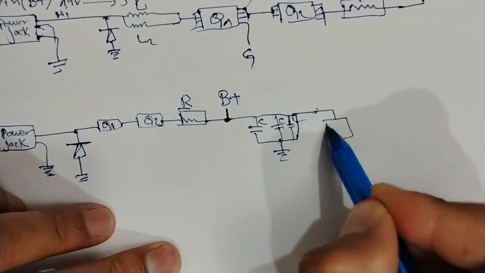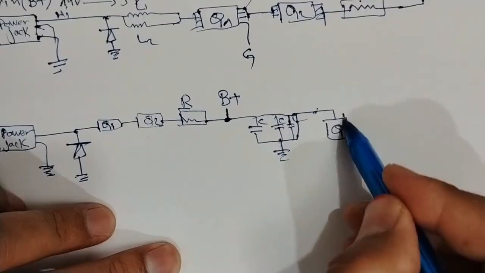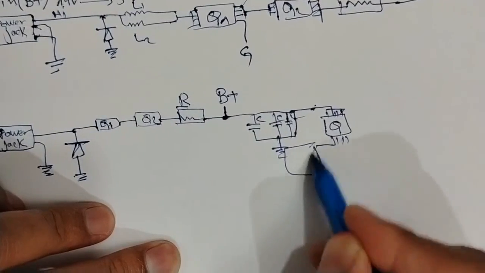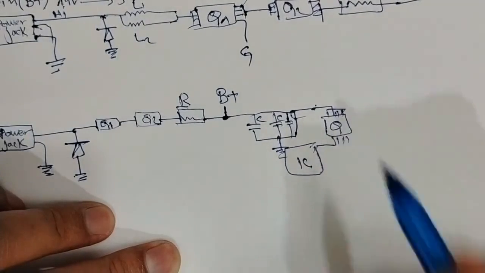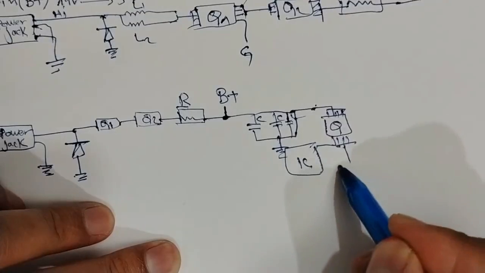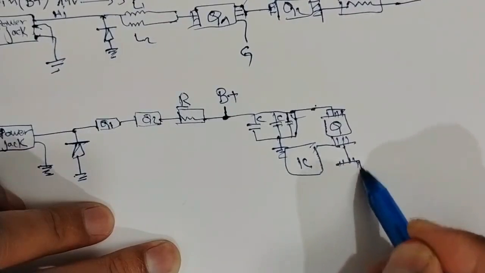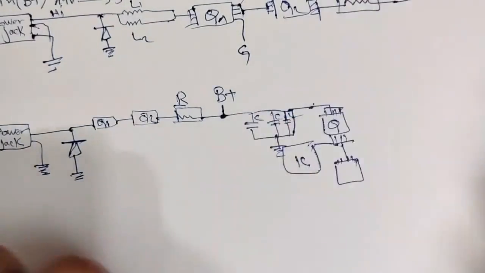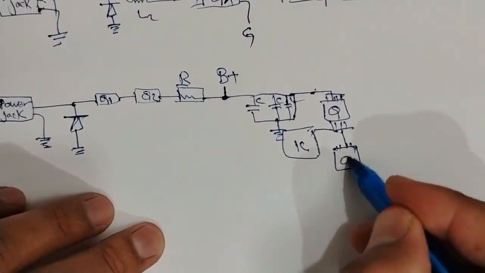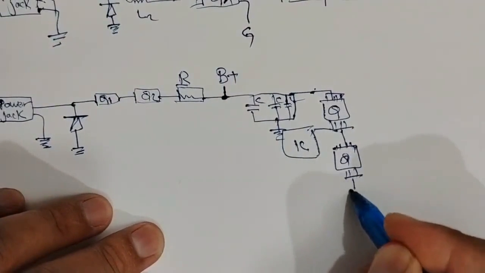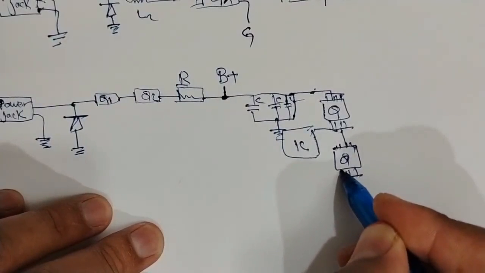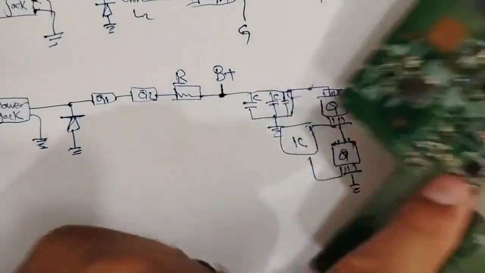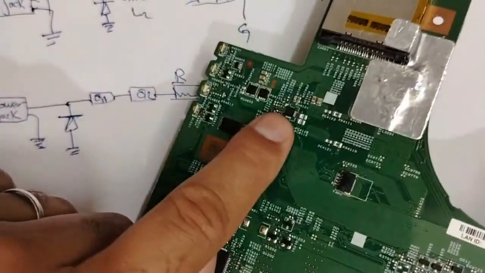My friends, the first MOSFET Q: the drain here, the source, the gate. We have an IC that controls the first MOSFET. The source of this one is connected to the drain of the second MOSFET. The source of this second MOSFET will be connected to the ground, and to the IC. The IC for the 3 volt 5 volt circuit is in the back, this one.